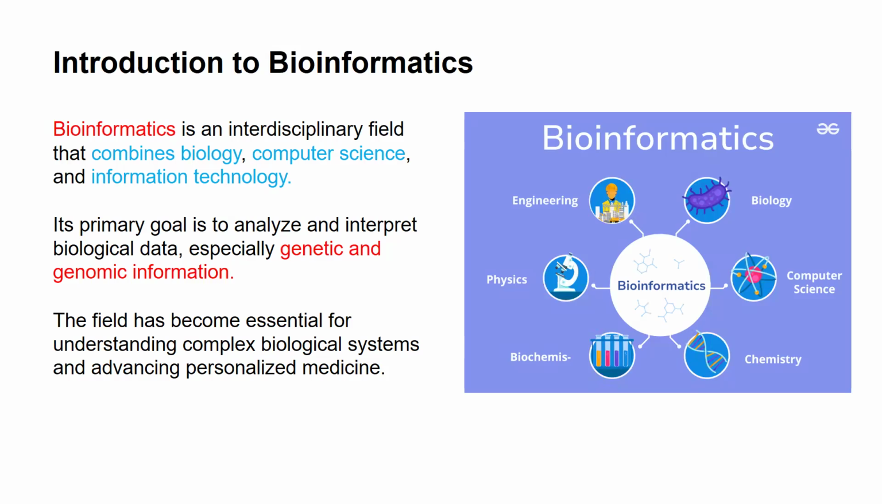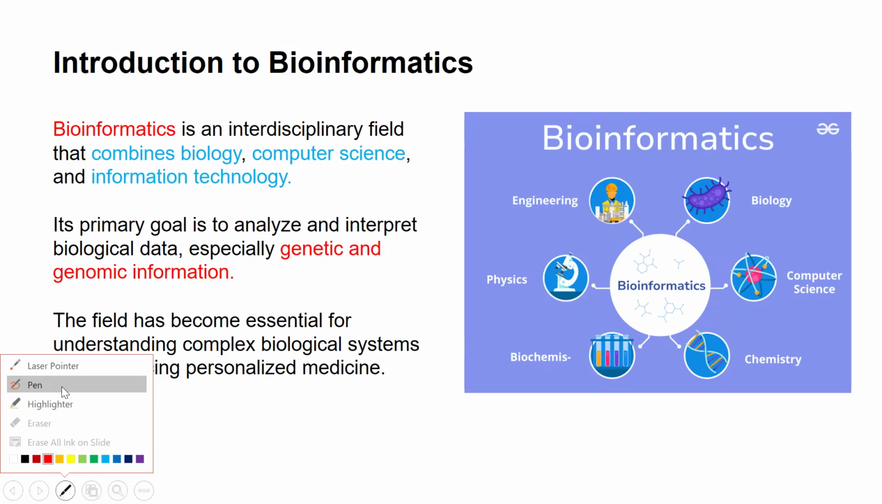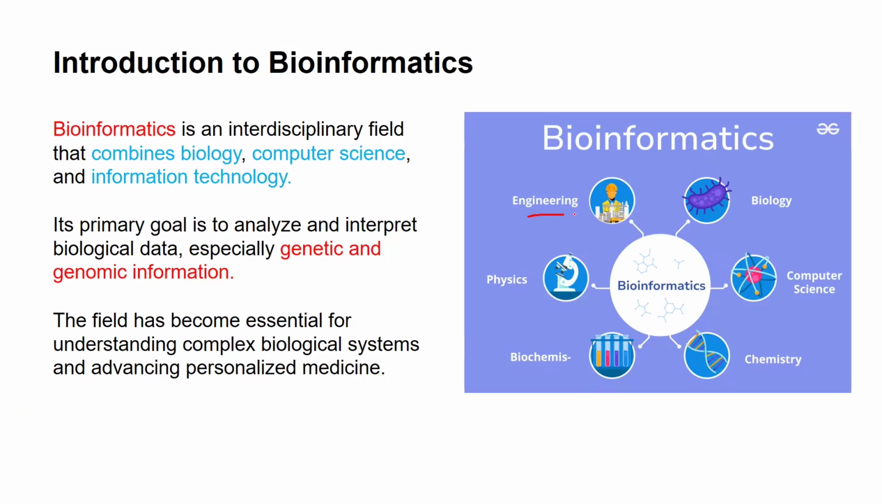So, as we can see, bioinformatics is an area of life sciences that requires the combined knowledge of engineering, biology, computer science, chemistry, biochemistry, and physics. So bioinformatics is an interdisciplinary field that combines the knowledge of engineering, biology, computer science, chemistry, biochemistry, and physics. So if you really want to understand the area of bioinformatics, you need to have a good understanding of all these fields.